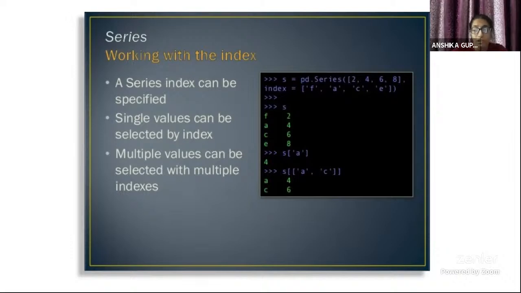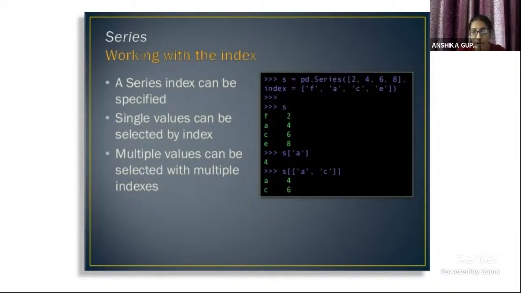If you are given a series that is not specific, you can convert it into a specific one by writing series dot arange. Single values can be selected by a single index. Multiple values can also be selected with multiple indexes. Remember one thing: single with single index, multiple with multiple index.